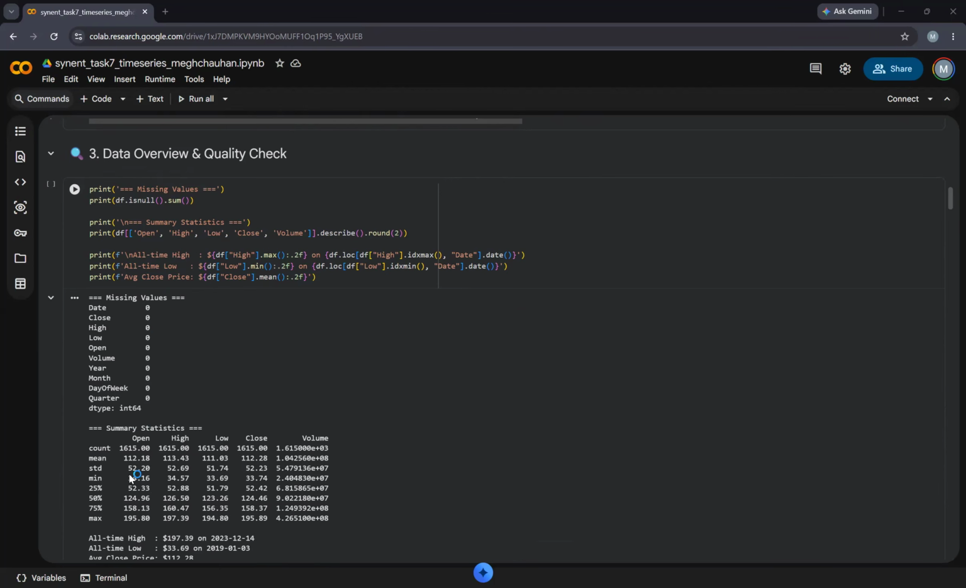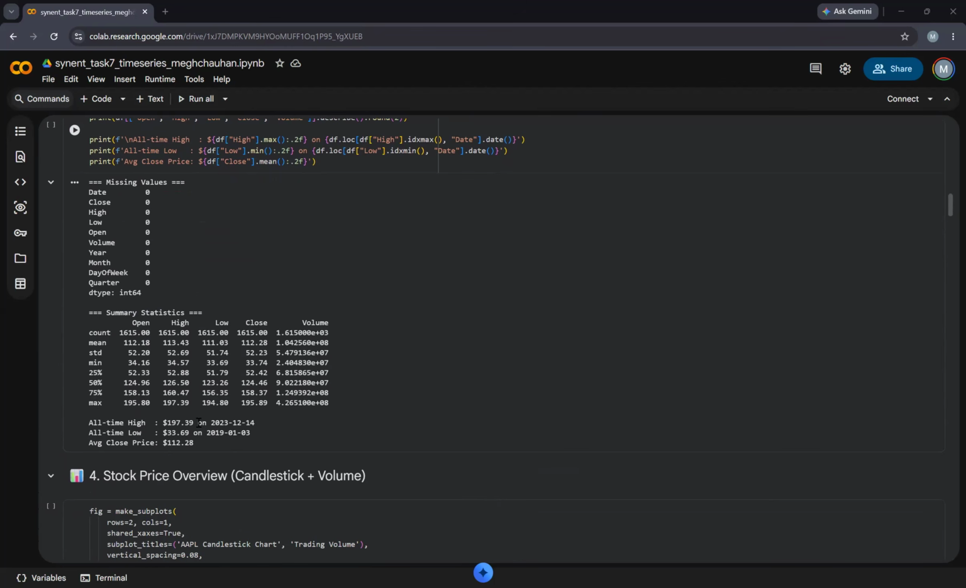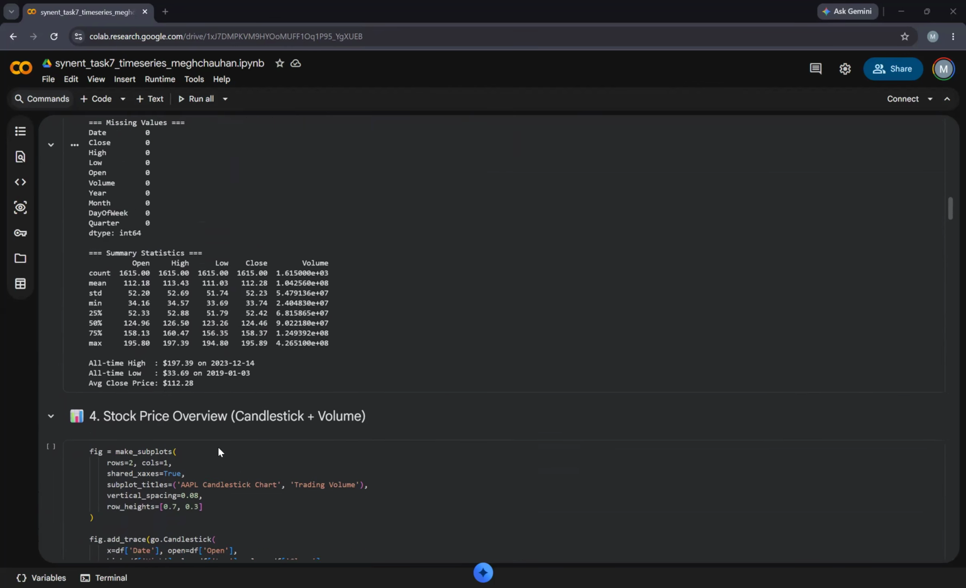At what price does the stock open, at what price is it the highest, at what price is it the lowest, and at what price does it close. As we can see, there are no missing values as such. This is the all-time high and this is the all-time low.